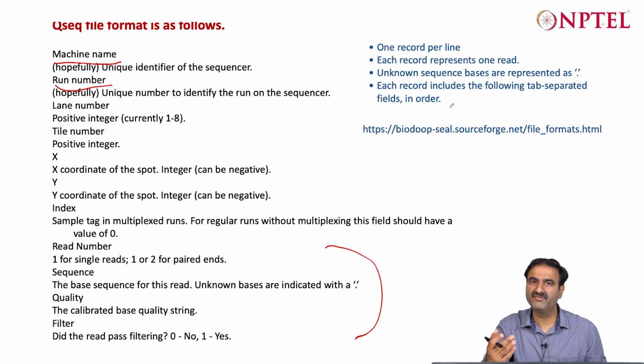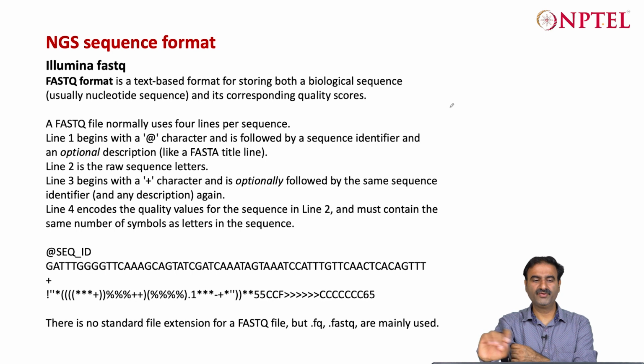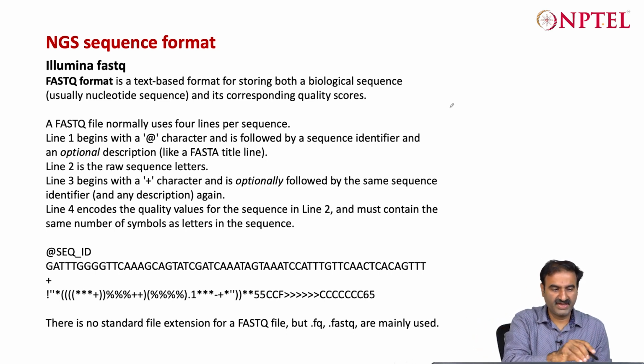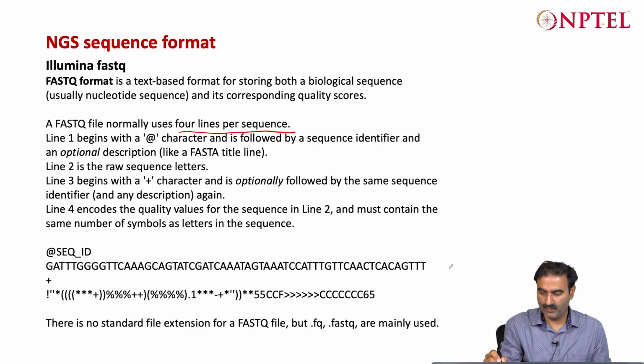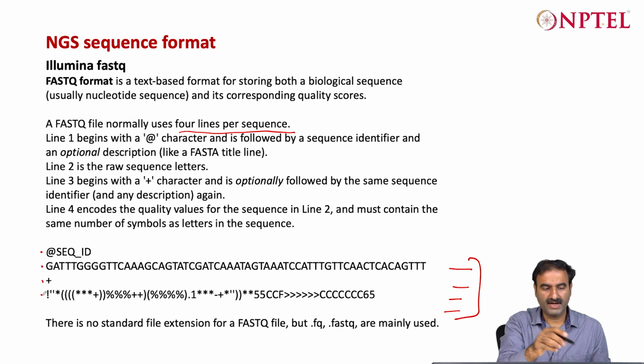But mostly in data sets you get the FastQ format, which is the Illumina FastQ format. Similar to QSeq, Illumina FastQ also reports some information about the sequencer and the run number and other things, and also the actual sequence. The FASTQ format uses 4 lines per sequence: 1, 2, 3 and 4. Line 1 begins with an @ character.